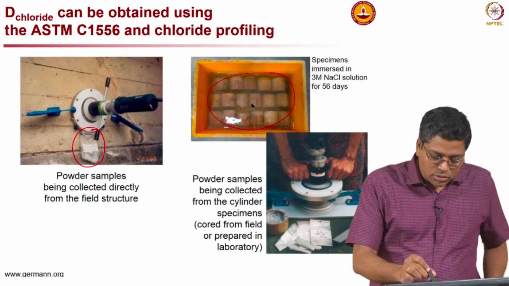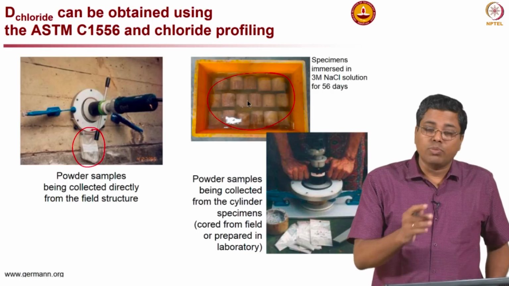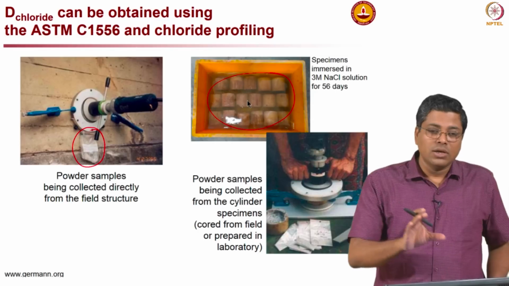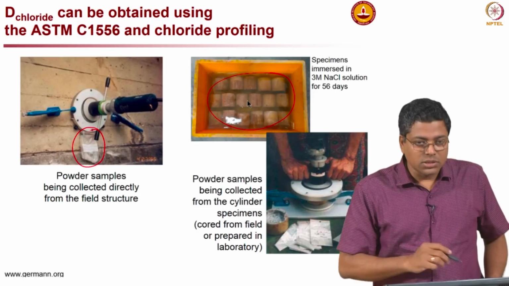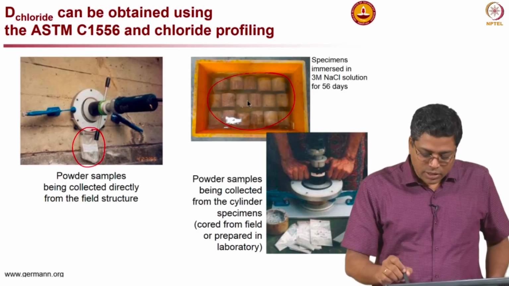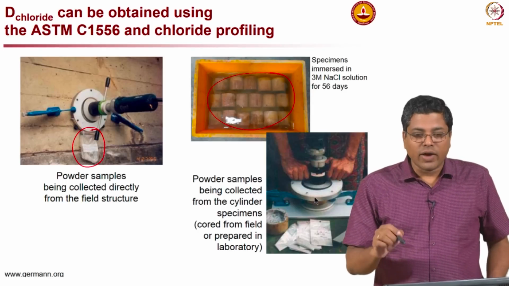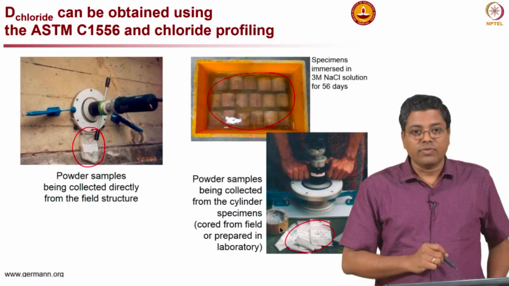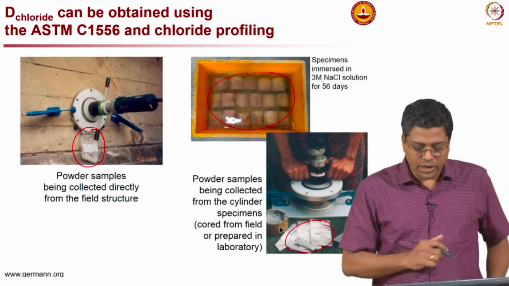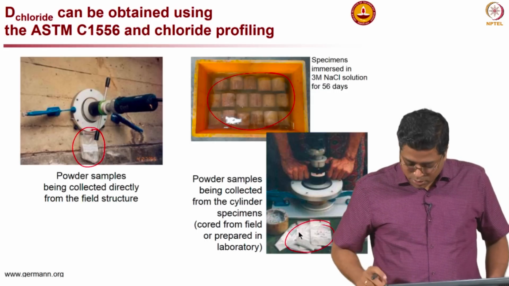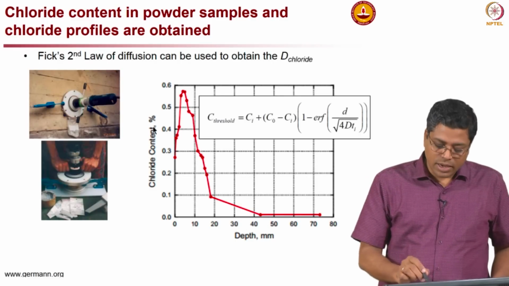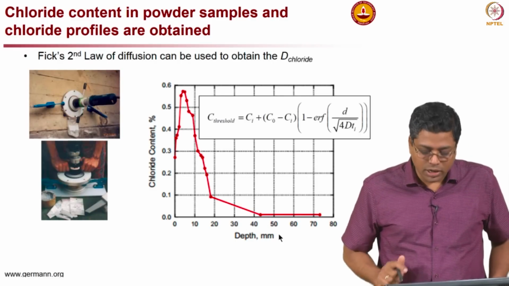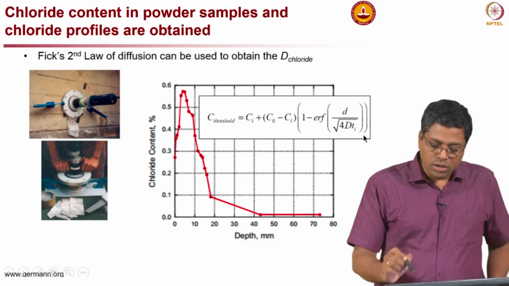So, what you do is you take the cylinders, either a lab prepared cylinder or a cylinder cored from the structure, immerse it in chloride solution, then you grind and collect this powder at various depths in the concrete, then you plot the chloride content versus the depth in the concrete. Then this is Fick's second law.